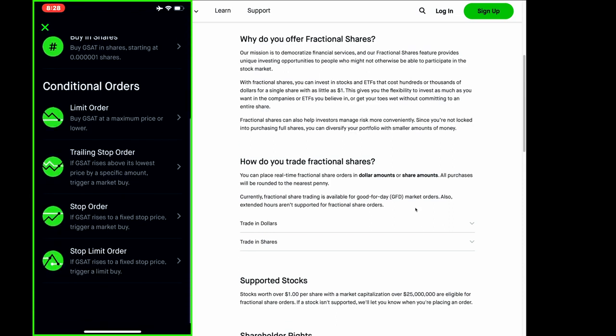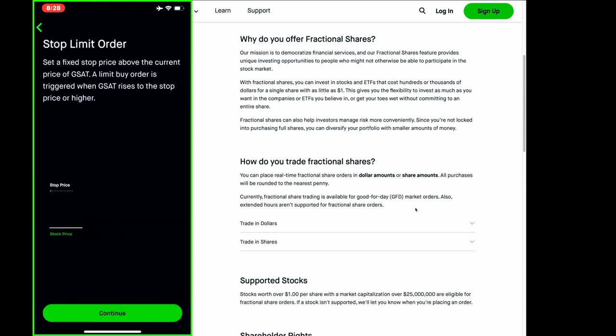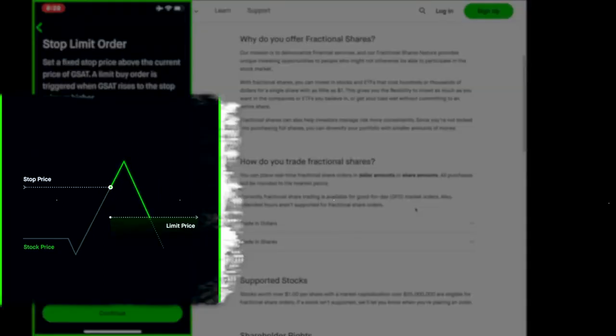All right, now let's go over the stop limit order. As you can see on the screen, now this is an odd way to do it, but they're setting a fixed stop price above the current price of GSAT, and a limit buy order is then triggered below that price. So essentially that means that when that price, let's say it's trading at 30 cents and it goes to a stop price of 40 cents, well, I'm basically trying to play a breakout above 40 cents, but I want to buy it lower, if that makes any sense. So if you could see on your screen, it shows the stock price currently trading down at whatever that level is, and we'll just call it 30 cents.